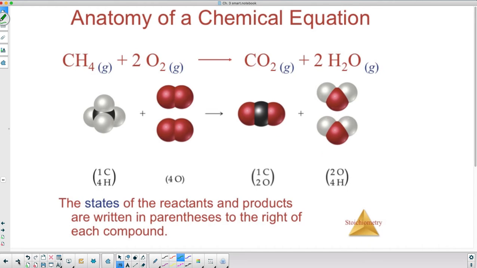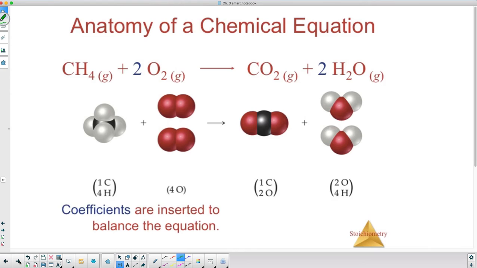Okay, keep moving. The states of the reactants and products are written in parentheses to the right of each compound. So notice that we have gas, gas, gas, and gas. That's what the G stands for. And we'll go over more of that in the next set of notes.